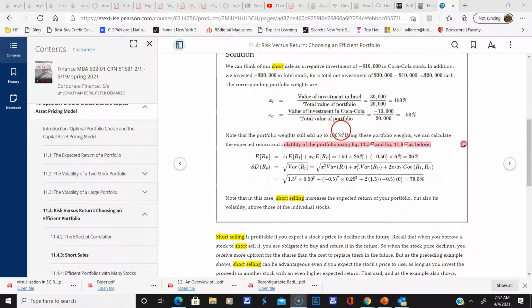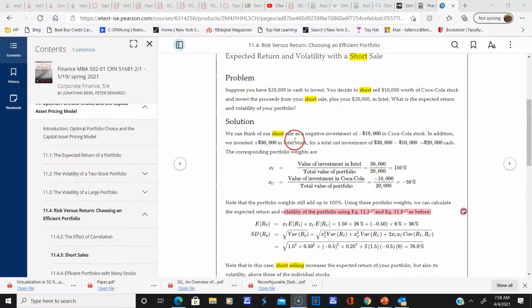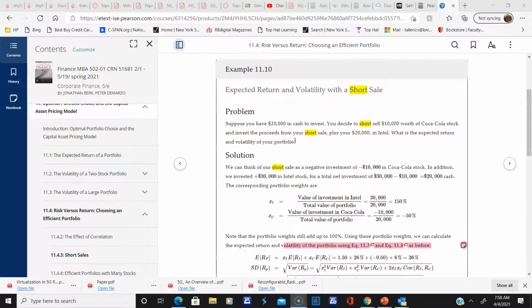First of all, you are absolutely correct about that. Short selling is risky, okay? And we saw that with GameStop recently, right? The shorts took a beating as the stock went up. You're playing with tremendous risk. Now, here are the equations in the example. The student references example 11.10.